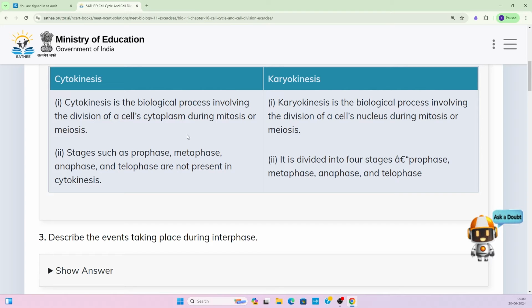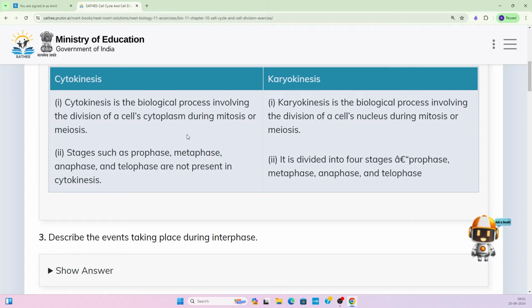Now, what is karyokinesis? Karyokinesis is the biological process involving the division of the cell's nucleus during mitosis or meiosis. The nucleus divides its content equally into two nuclei, so now in a cell there are two nuclei. This occurs in mitosis as well as meiosis. So karyokinesis is the division of the nucleus, whereas cytokinesis is the division of the cytoplasm, and that comes after karyokinesis.